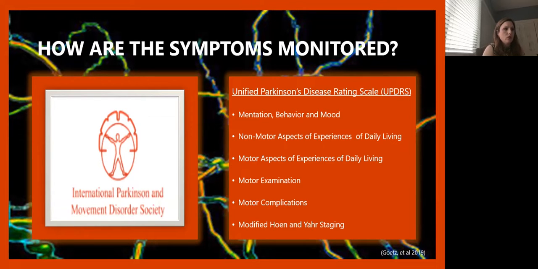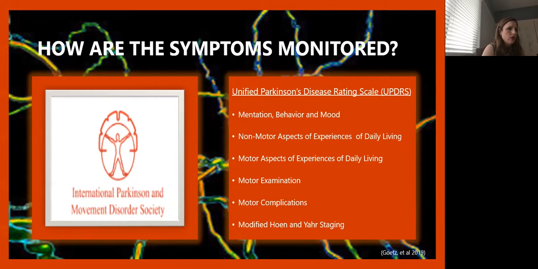Overall, each section is scored on a 0 to 4 scale, 0 being no symptoms, 4 being the most extreme, and they're tallied up between each section and give you an overall score. The first portion of the exam can be completed by the patient or the caregiver or together. It reviews how the patient is affected by the disease, which includes mentation, behavior, mood, and how it's affecting their daily life, for example, sleep problems, daytime sleepiness, ability to dress, etc.